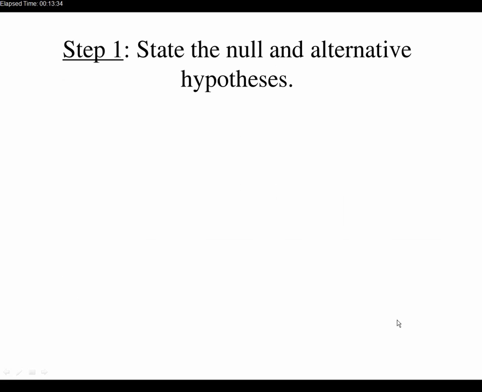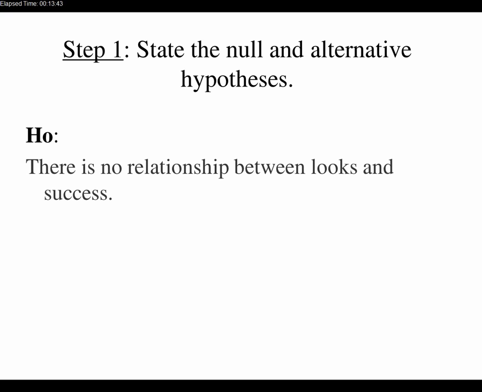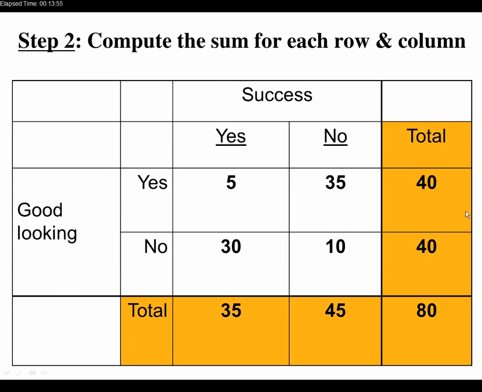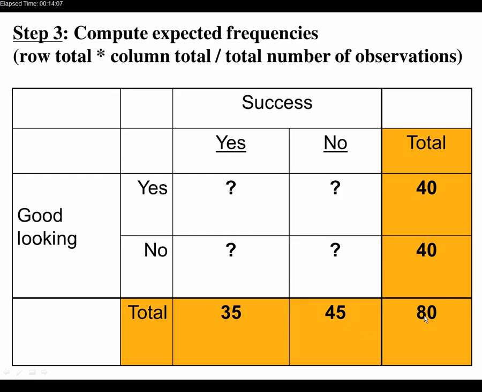Our step one is to state the null and alternative hypotheses. The null hypothesis is that there is no relationship between looks and success, and H1 is that there is a relationship between good looks and success. Here we compute the sum for each row and column. There they are: 5 and 35 is 40, 30 and 10 is 40, 5 and 30 is 35, 35 and 10 is 45. Here's my total. And step 3 is compute the expected frequencies: row total times the column total divided by the total number of observations.